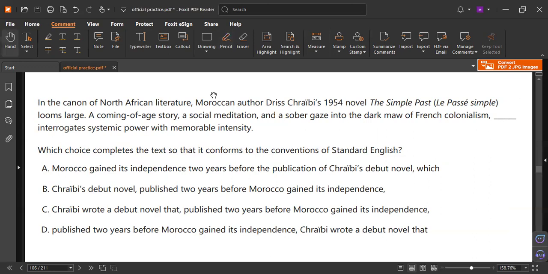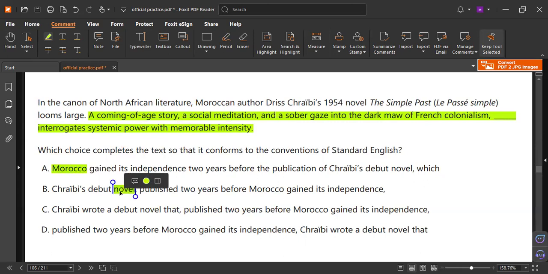Let me help you with this question. For the writing and for the conventions of writing English, always read from full stop to full stop. This one is only to give you some information. Now, if you read it carefully, a coming-of-age story, social meditation, sour gaze into what is all of these? So it's about a modifier.